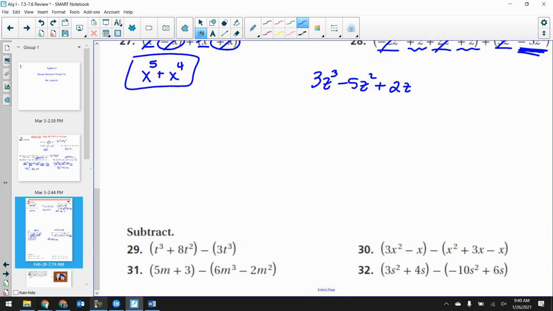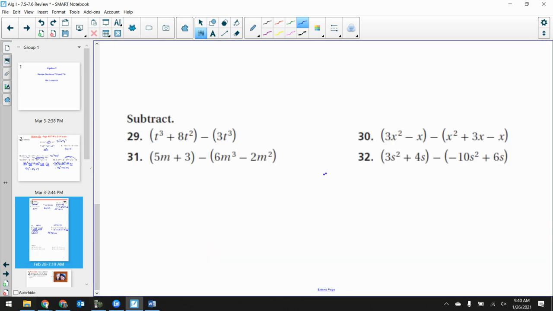Now for these subtraction ones, remember that you have to distribute the negative and then combine like terms. So for 29, I'm going to bring this in. That's really t to the third plus 8t squared minus 3t to the third. So all in total, negative 2t to the third plus 8t squared. The ones with the one term on the right side, for some reason, people get confused on those ones. Just bring it in and then just combine it.